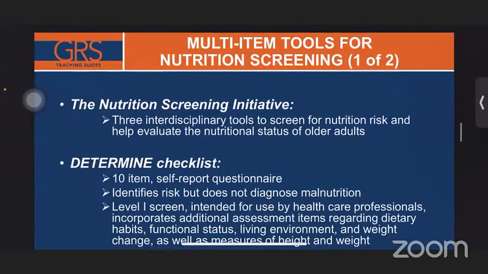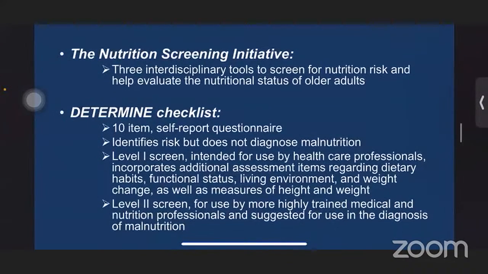Coming to the multi-item tools for nutrition screening, the Nutrition Screening Initiative has 3 interdisciplinary tools to screen for nutrition risk and help evaluate the nutrition status of older adults. The checklist would be a 10-item self-report questionnaire, identifies risk but does not diagnose malnutrition. A level 1 screen intended for use by healthcare professionals incorporates additional assessment items regarding dietary habits, functional status, living environment, and weight change, as well as measurement of height and weight.